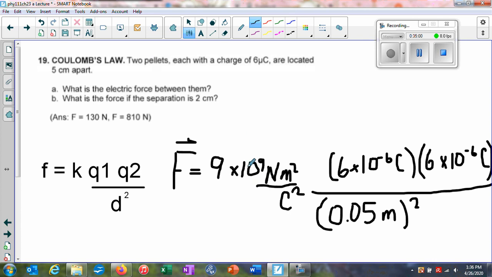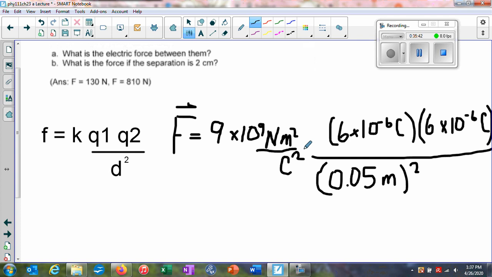So I just go into my problem here to get the numbers. I know Coulomb's constant is equal to 9 times 10 to the 9 newton meters squared divided by coulomb squared. I have two pellets. They have a charge of 6 microcoulombs. They both have the same charge. So Coulomb's constant times 6 times 10 to the negative 6 coulombs is Q1. Q2 is the same, 6 times 10 to the negative 6 coulombs. I'm going to divide all that by the distance between them squared. I'm told that the distance between them is 5 centimeters. I put that into meters because of the units of Coulomb's constant. I want it to come out in newtons. And when I put all this into my calculator, I will get 130 newtons.